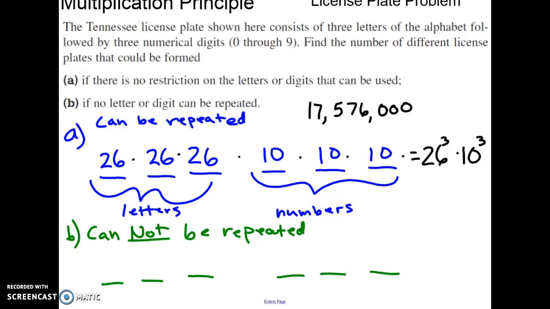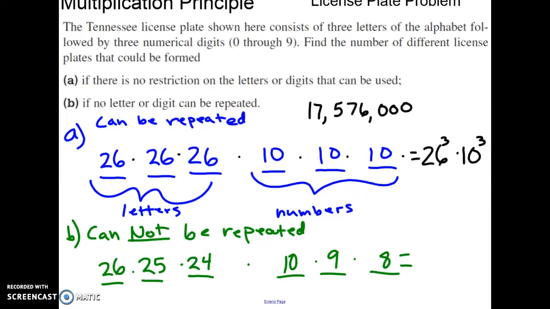In our first example, so we have 26 letters to choose from, but after we choose one of those letters, we only have 25 to pick for the second, and then only 24 to pick for the third. And same thing with the numbers. If we have 10 to choose from, after we pick one, we cannot repeat it, and so there would only be 9 to choose from after that, and 8 to choose from after that.